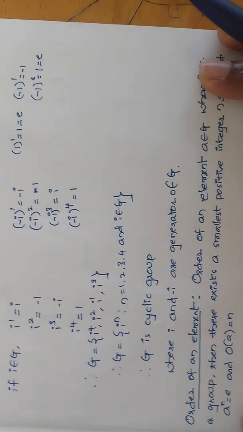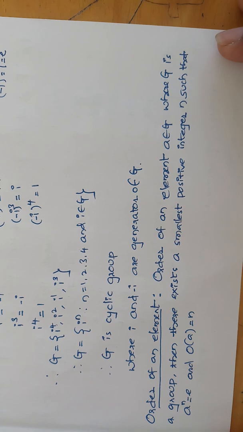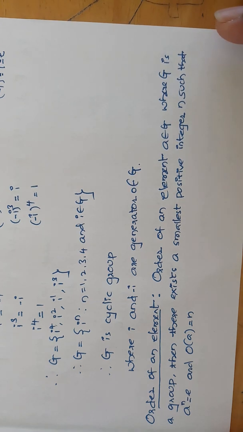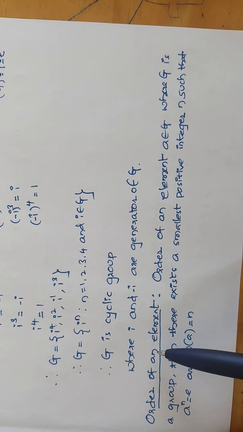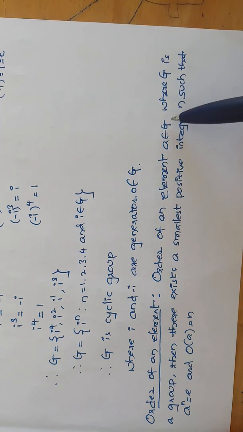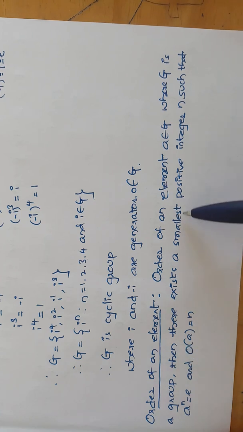So you know the order of a group. The order of the group is the number of elements in that group, whether it is finite or infinite. Then we call that the order of the group. Like that, here we are finding the order of an element. Okay, so for an element a belonging to Z, where Z is a group, if there exists a smallest positive integer n such that a to the power n is equal to e, then we say the order of a is equal to n. If we raise the power of the element, we get the identity element.